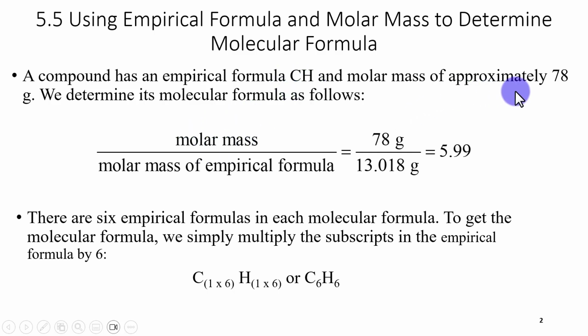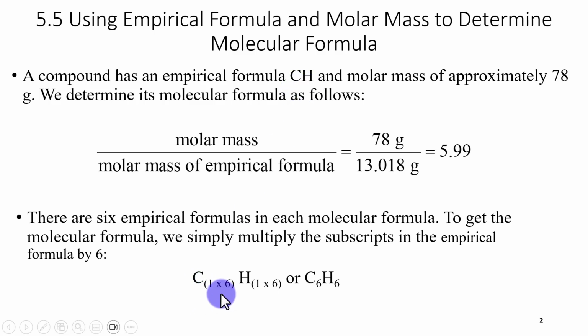The molar mass is given to me in the problem as 78, and that goes on top. So if I divide the molar mass by the molar mass of the empirical formula, I get approximately 5.99, or 6. That means that there are 6 empirical formulas contained in the molecular formula of the compound I'm looking for. That means that there are 6 CHs in that particular molecular formula. And now to get the true formula, I have to multiply each subscript of my empirical formula by 6. It just so happens that both of these are 1.